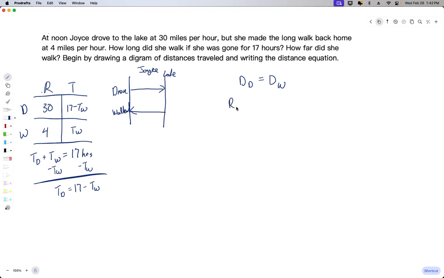We have rate driving times time driving is equal to the rate walking times the time walking. So we can put in for RD is 30, TD is 17 minus TW, RW is 4, and we still don't know what TW is. So again, we do the distribution.